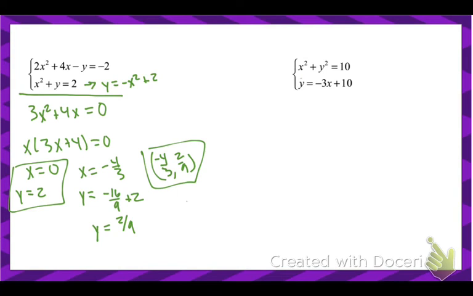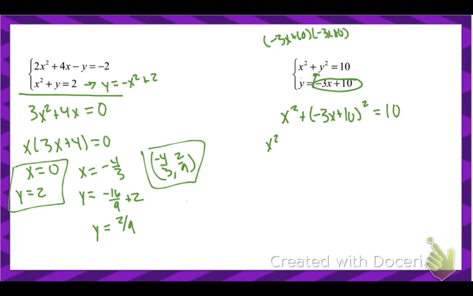All right, substitution is going to be easiest and kind of your only option here. Take this y, plug it in. So negative 3x plus 10 squared equals 10. Remember, when you square this, you are not squaring the individual terms. You have to square the entire binomial. Negative 3x plus 10 times negative 3x plus 10 and FOIL it out. So that's going to give you 9x squared minus 60x plus 100.